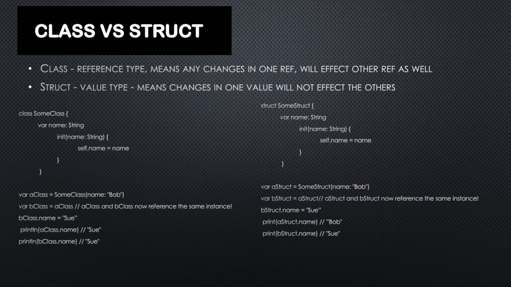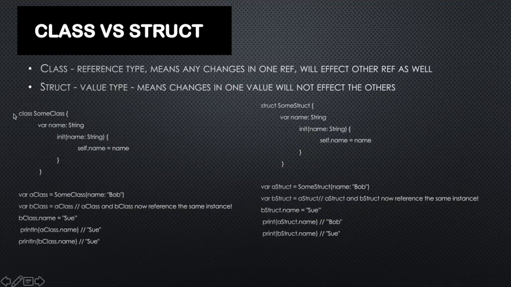Okay, class versus struct. Very, very, very widely asked question, I'm sorry. So if you are sitting in an interview and there is a written test, and maybe it is an optional written test, where you will be given some options, this is very common. They ask this question a lot. So trust me. Class is a reference type, which means any changes in one reference will affect other references as well. Whereas struct is a value type, which means changes in one value will not affect others. Okay, so it's totally opposite.